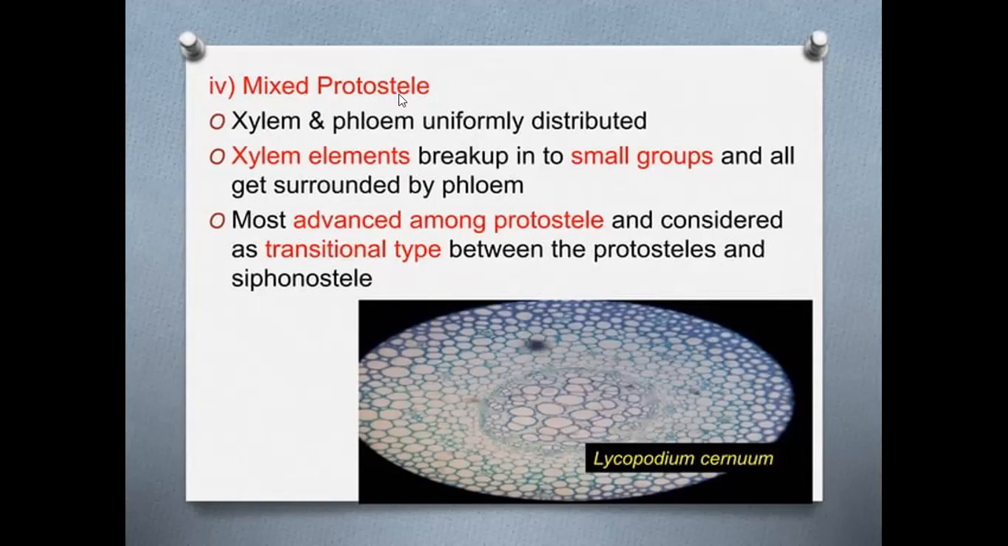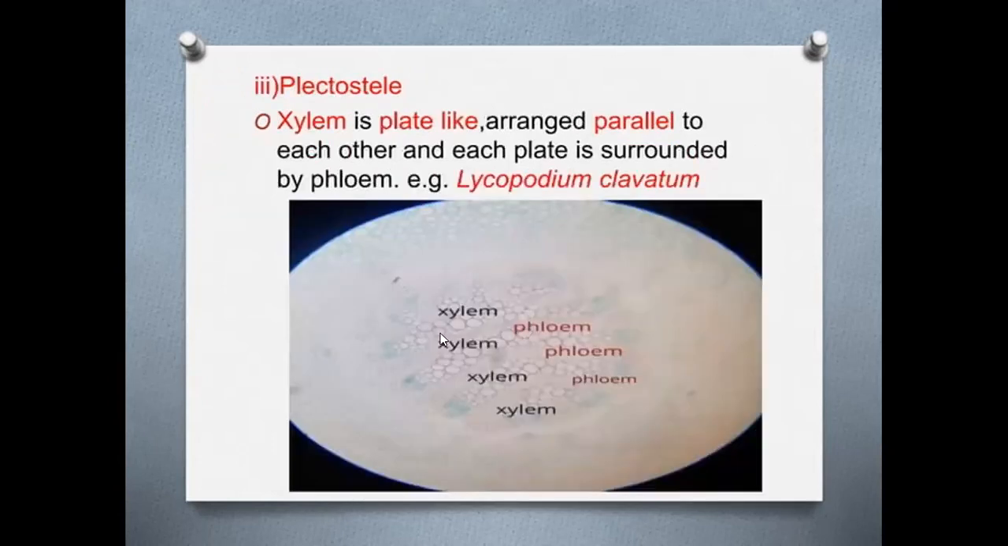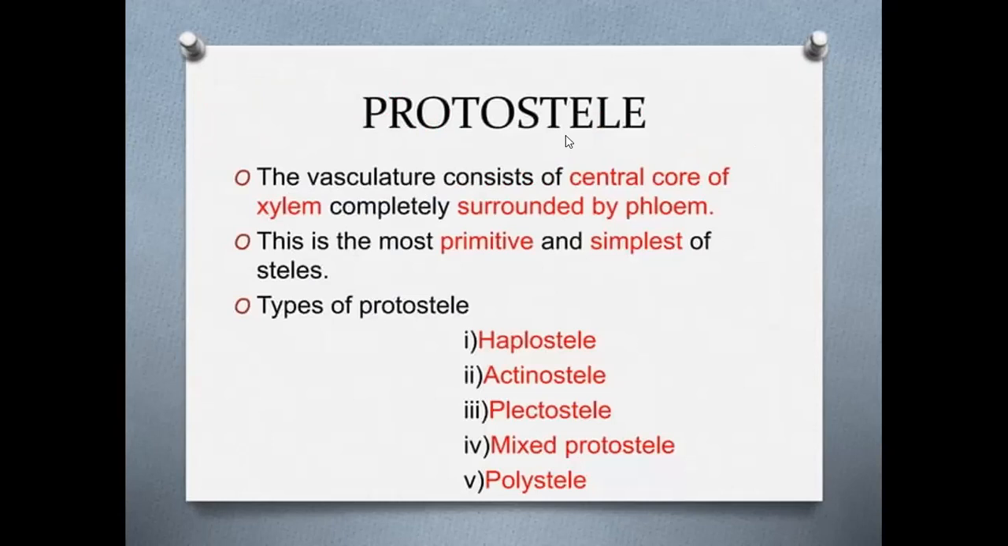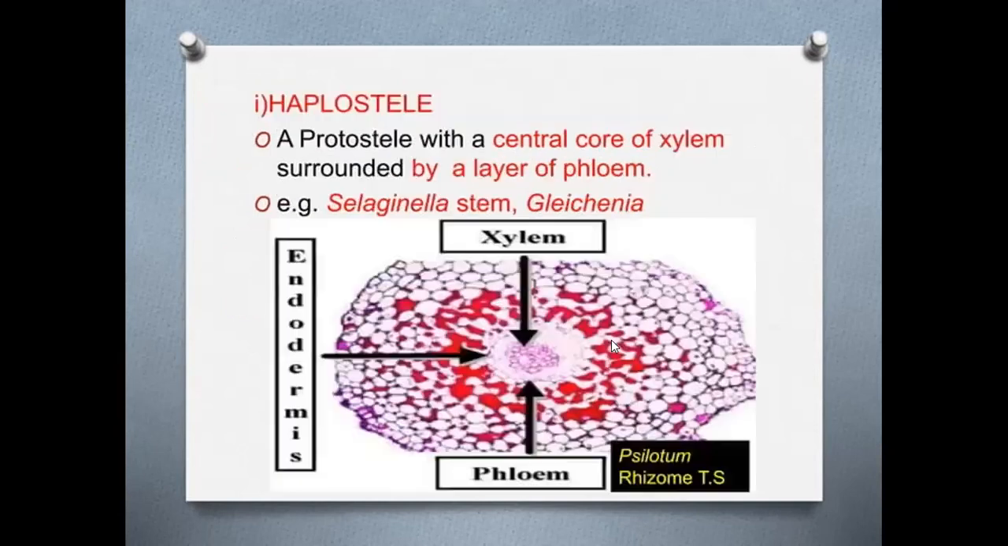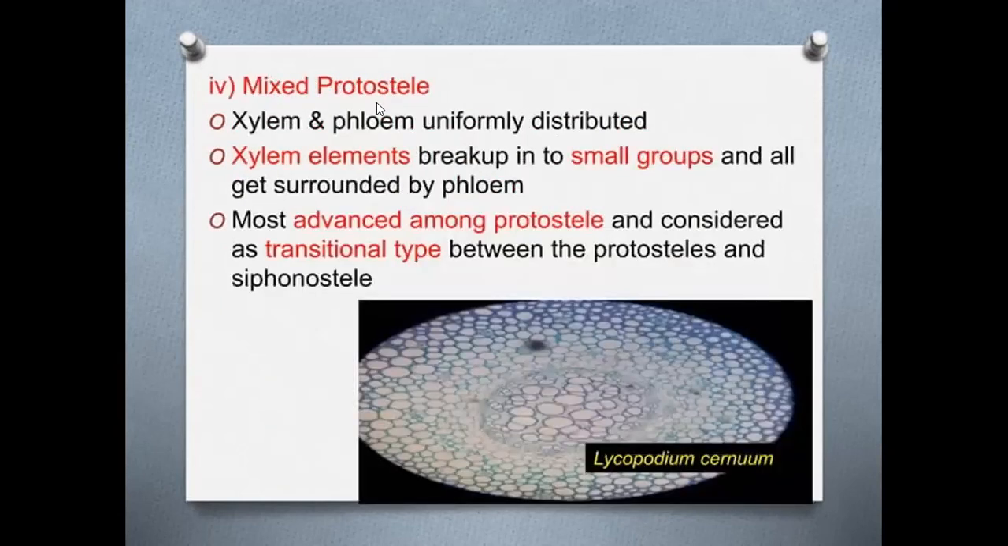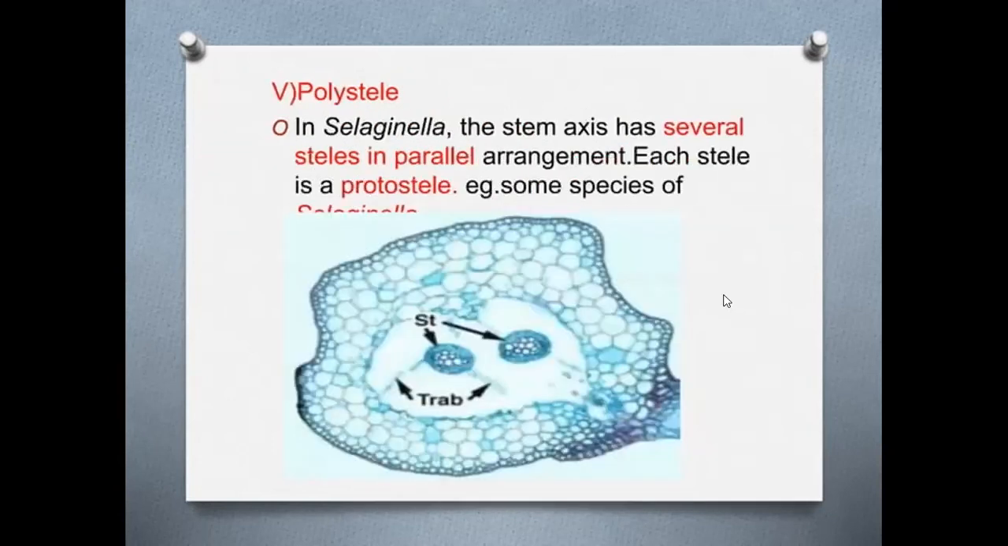I repeat this once again. Protostele is a primitive one. I'm talking about the protostele, which is primitive. This is a primitive and the simplest stele. So you can look into this here. I have highlighted. Okay. So these protosteles are of the following types. Among these following types, this mixed protostele is the advanced among all these protosteles. And it is considered to be a transitional type between the protostele and the siphonostele, the next stellar type.